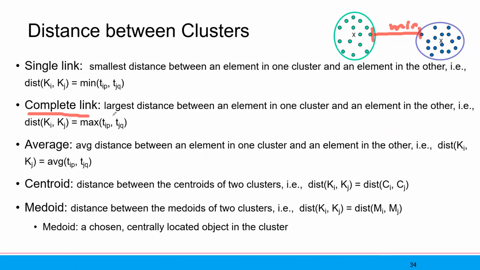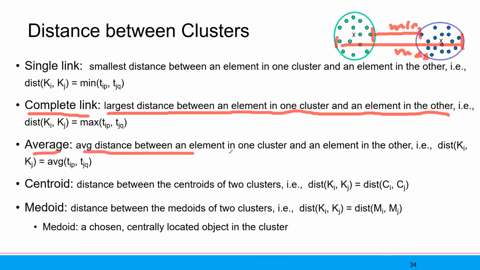Complete link is the largest distance between an element in one cluster and an element in the other. So I want to check the maximum, the largest distance. Or we can also check the average: the average distance between an element in one cluster and an element in the other. So we can just calculate the average.